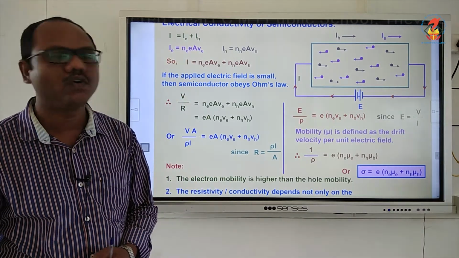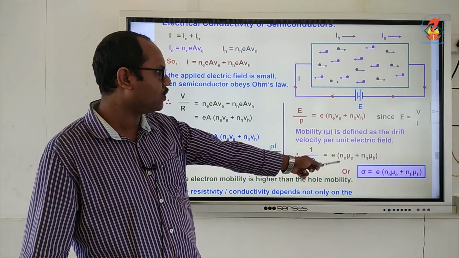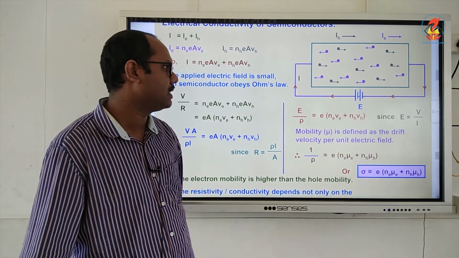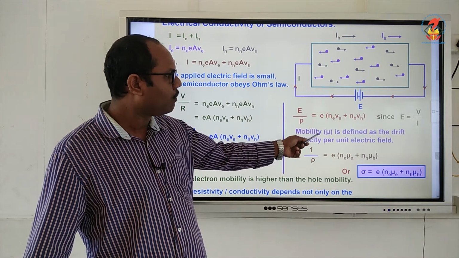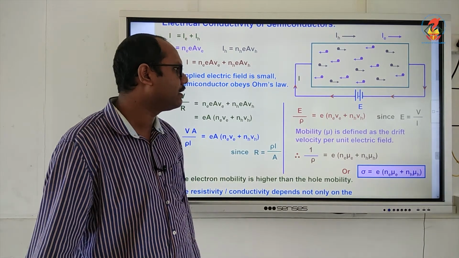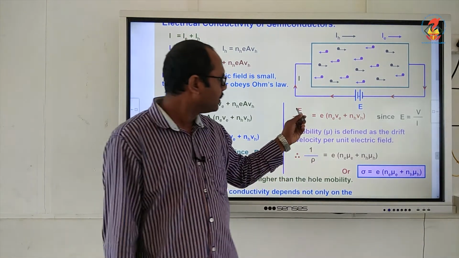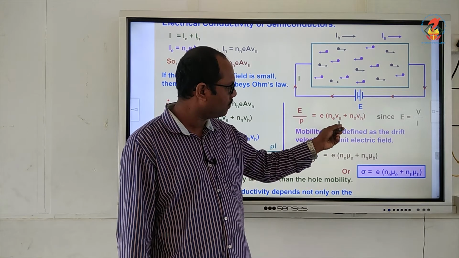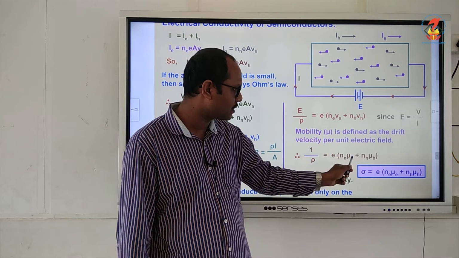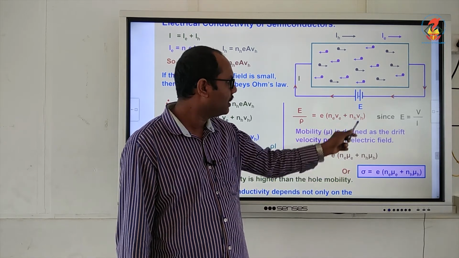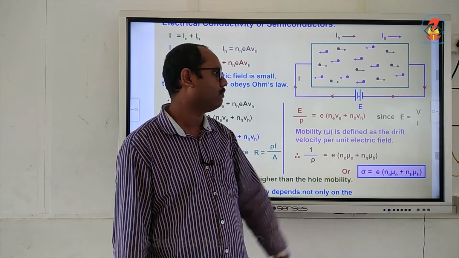And what is 1 by rho? 1 by rho is called sigma. Therefore, sigma is equal to e into NeVE plus NHVH. Now, mobility is defined as the drift velocity per unit electric field. So this electric field I brought to the denominator. VE by capital E is called mu E, the mobility. Similarly, VH by capital E is called mu H.